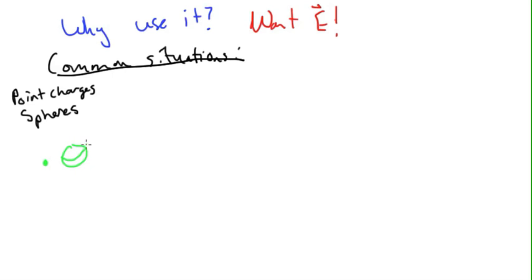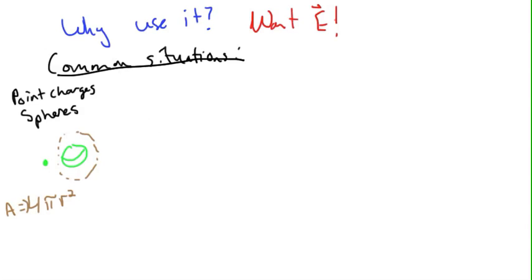When you have this, if you are outside of it, then the Gaussian surface that you enclose is just a sphere that encloses this. It has an area of 4 pi r squared, so that's the area in this case.